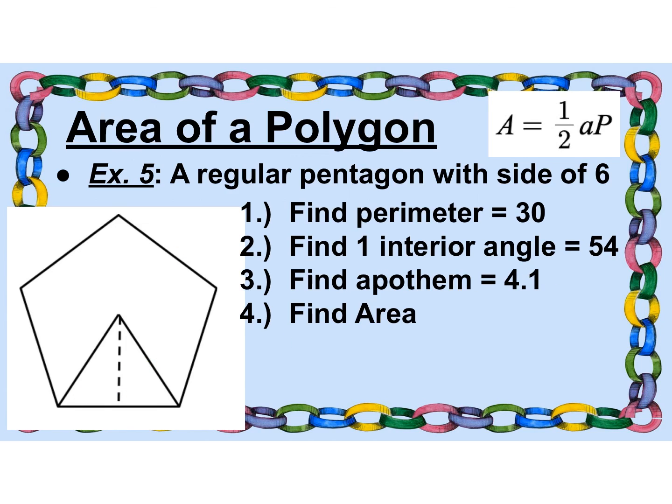And we're ready to put it together. So we've got all of our numbers, our perimeter and our apothem. So area equals 1/2 my apothem, which is 4.1, times my perimeter, which is 30. And I get an area to be 61.5, and that would be units squared. Nice work.